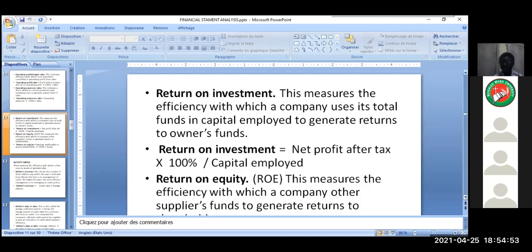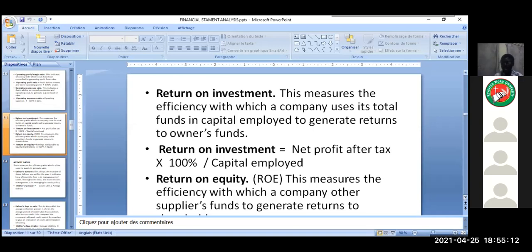So, income statement, this is the last element in the income statement, net profit. So we have the figure, we just fill in the formula over capital employed, then times 100. Okay, thank you so much.